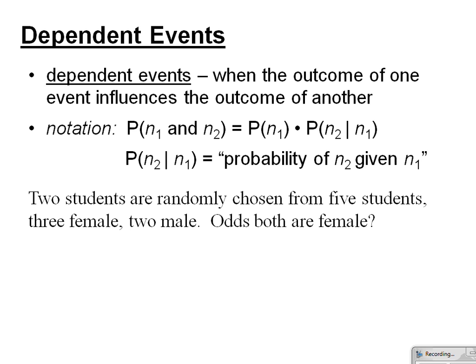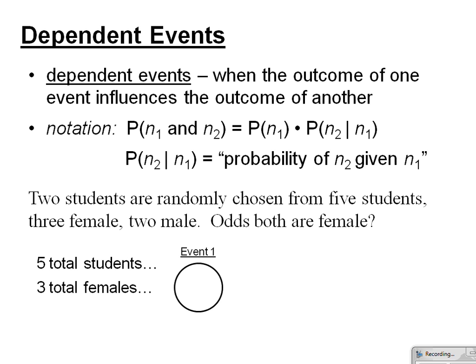Here's another example of a probability experiment that actually involves dependent events. 2 students are randomly chosen from 5 students, 3 of them female, 2 of them male. What are the odds that both students randomly chosen are actually female? Well, if we structure this again in terms of 2 events, here's the first event. We know that there's 5 total students to choose from, and we know that 3 of them are female. So what are the odds that a female is randomly selected in the first event? Well, 3 out of 5.